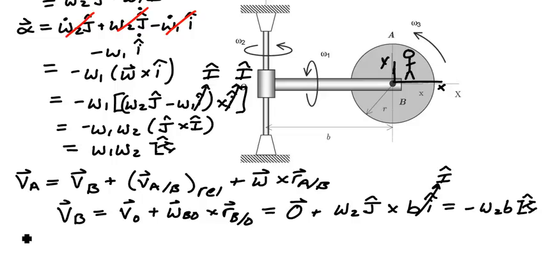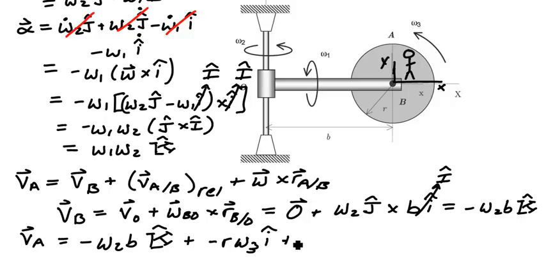I can take this result now and substitute it back into the velocity of A. So what I'll have here is the velocity of A is equal to VB, which is minus omega 2 times b in the capital K, plus the velocity of A with respect to B relative to the observer, which in this case is going to be minus r times omega 3 in the little i direction, plus the omega of the rotating frame, which we said was omega 2 in the capital J, minus omega 1 in the little i, cross the position vector of A with respect to B, which is a distance r in the little j.